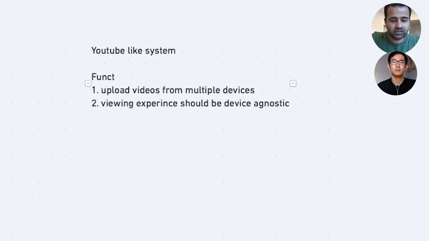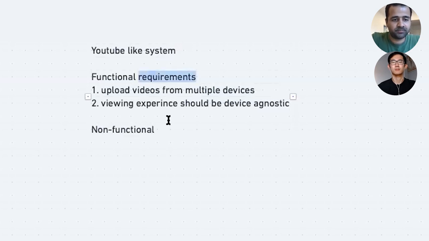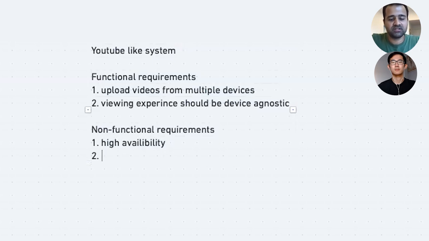All right. These are the two main functional requirements for the system. In terms of the non-functional requirements, I would say that for a system like this, high availability is very important. You want the system to be available. And in terms of consistency, I think we can target eventual consistency.